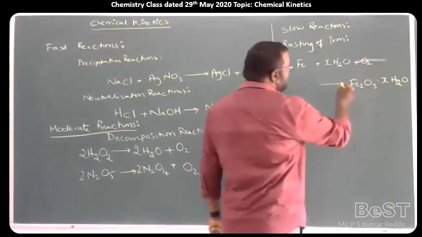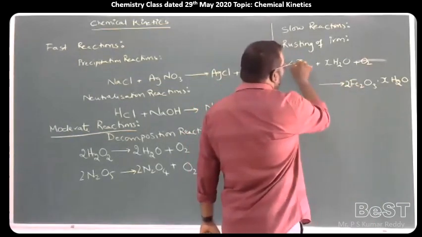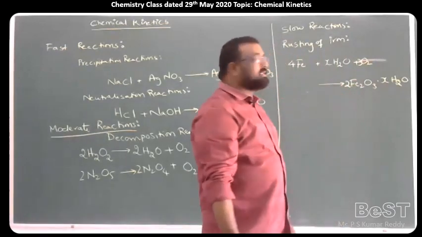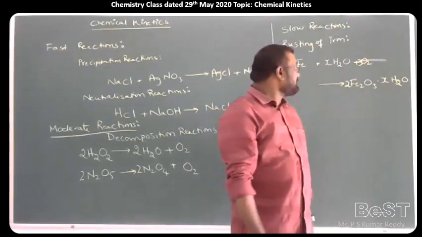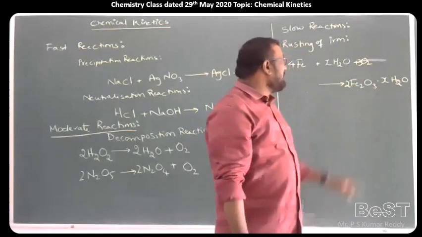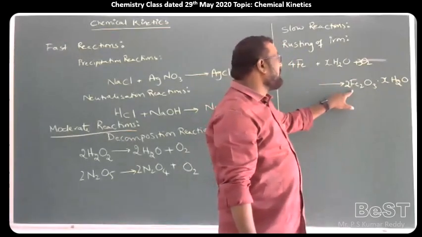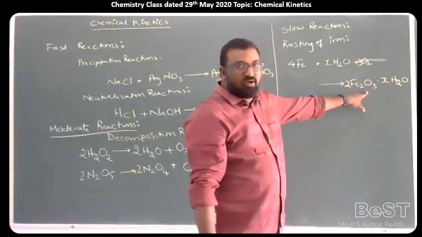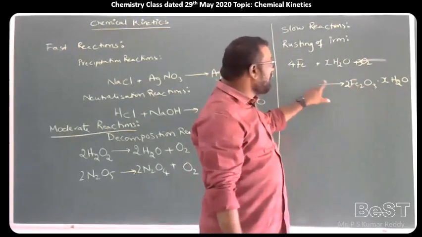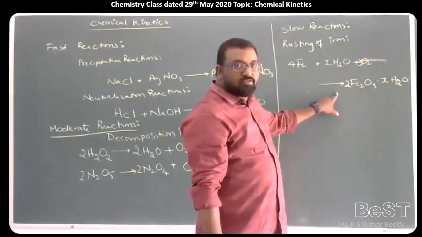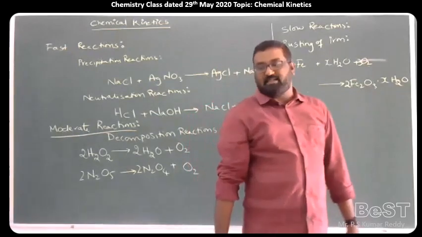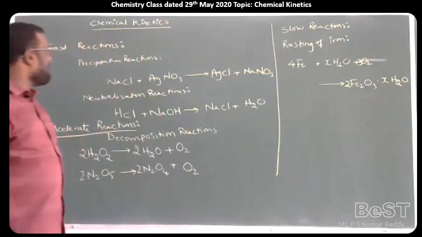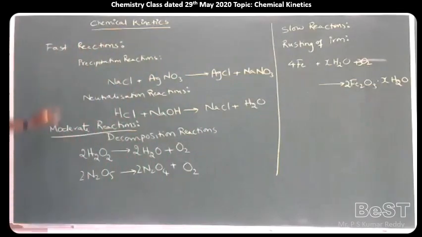You can see here, when iron is exposed to air with moisture, it is producing ferric oxide, that is hydrated ferric oxide, which is called as rust. This is a slow process. So like this, the types of reactions are three types, that is based upon the speed of the reactions.